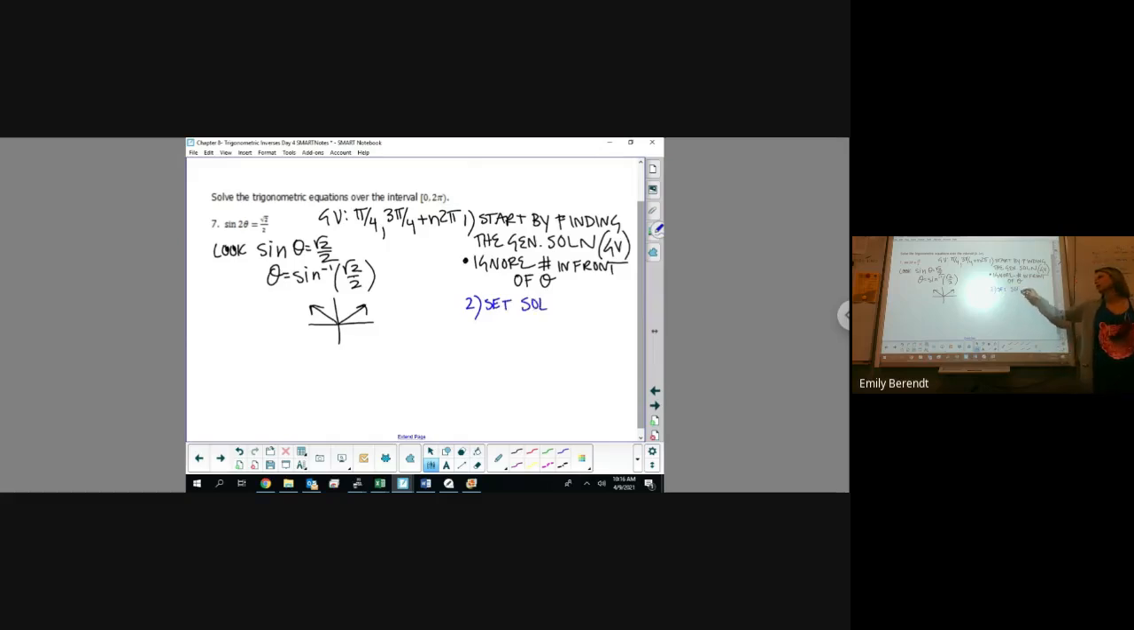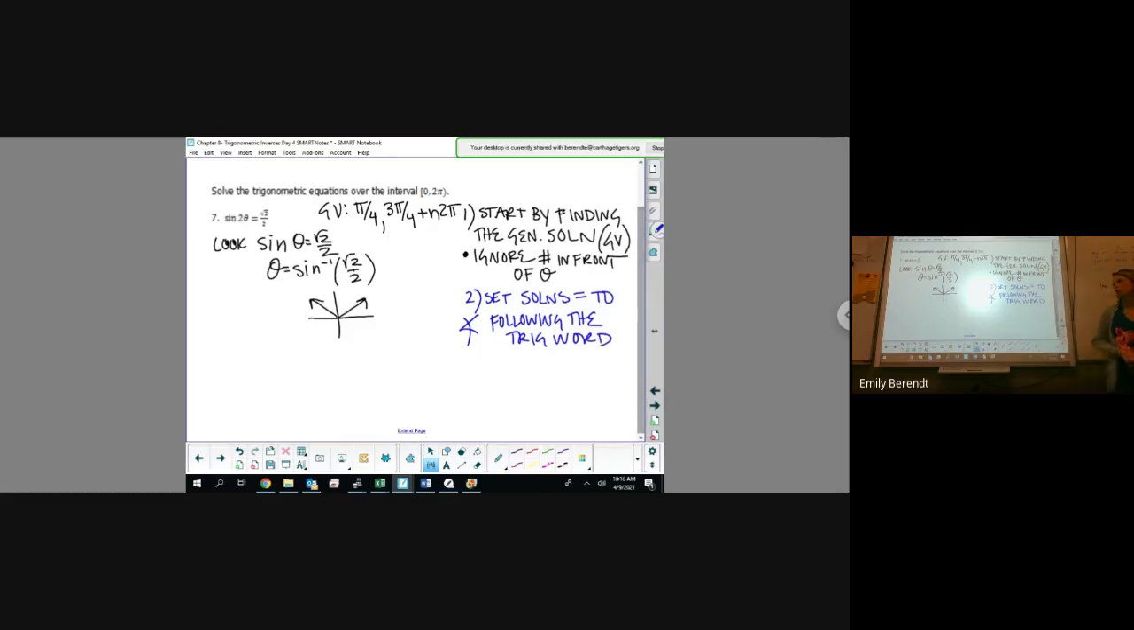Step 2. Set solutions equal to the angle following the trig word. Set the solutions equal to the angle following the trig word. So this is where you don't ignore the fact that it's a double angle. So you're not just going to set it equal to theta, you're going to use 2 theta. And you're going to set up 2 equations because you have 2 answers. You have pi over 4 plus every 2 pi, and you have 3 pi over 4 plus every 2 pi.